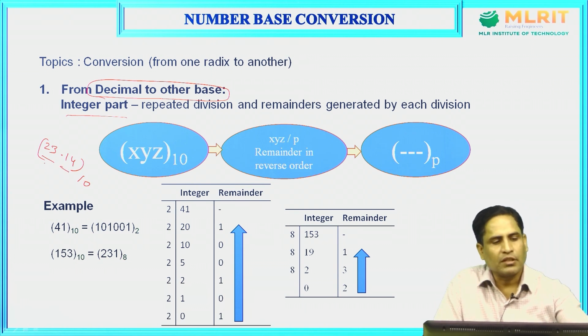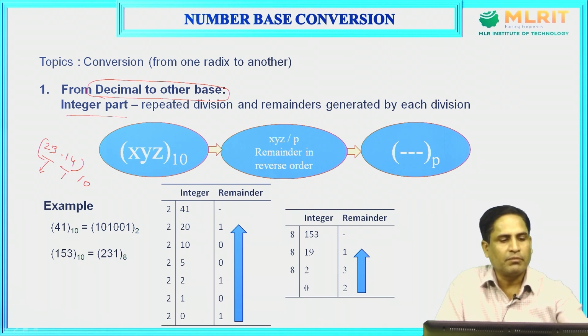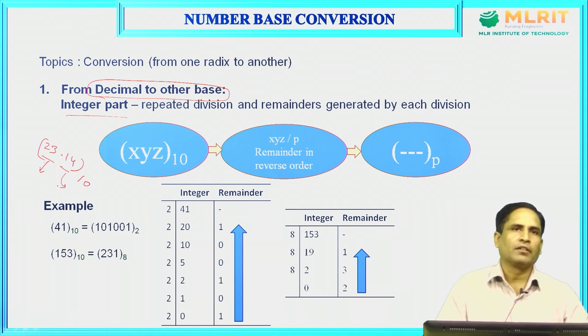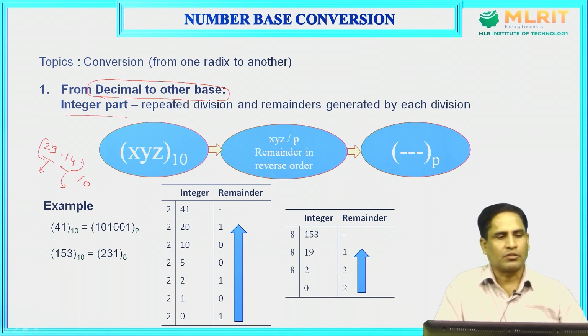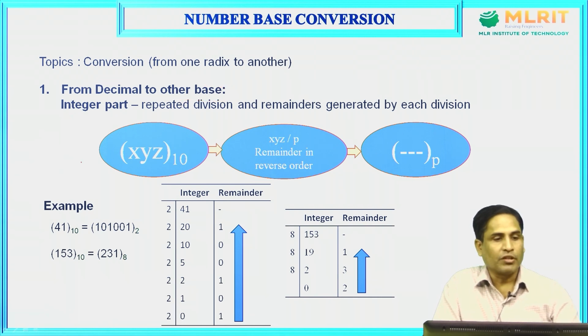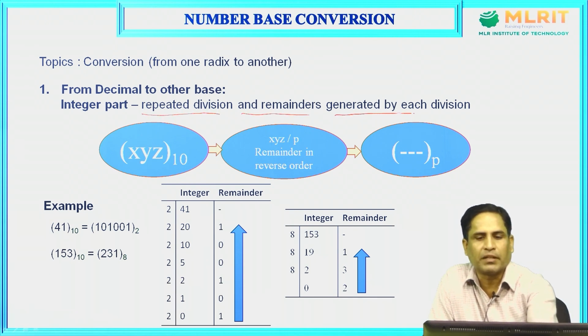Please note that there are different methods to convert the integer part into the destination number system, and another method for the fractional part. So we will implement them individually. First we are going to discuss the integer part, then we shall discuss the fractional part. For the integer part, the rule is repeated division and the remainders generated by each division.